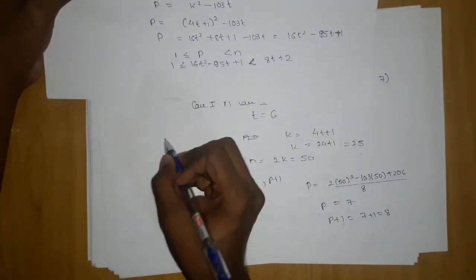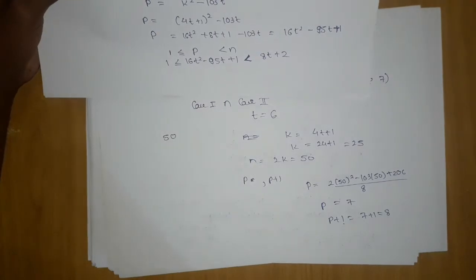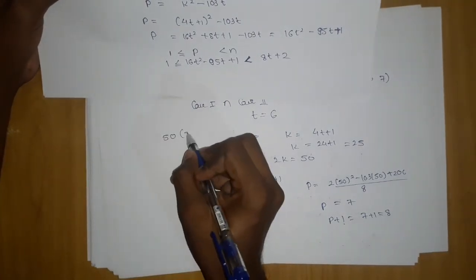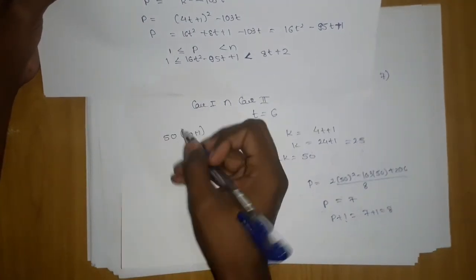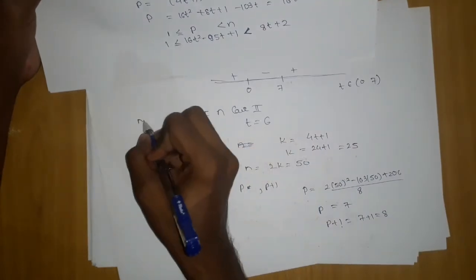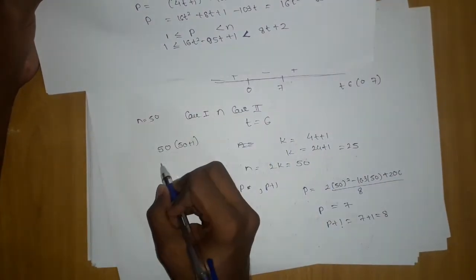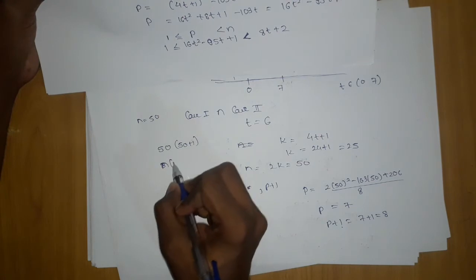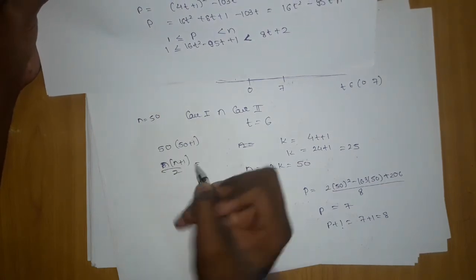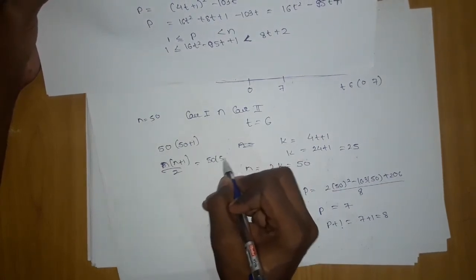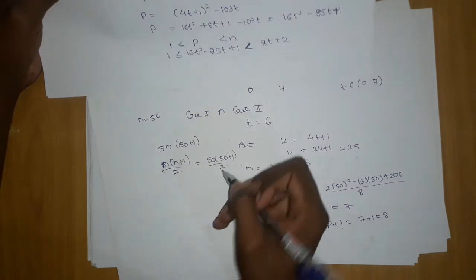Okay, so sum of all numbers. How many numbers are there? 50 numbers. Okay, 50 numbers are there. So since n is equal to 50, can I get the sum of the 50 numbers? n into n plus 1 by 2, the old formula. So 50 into 50 plus 1 by 2.